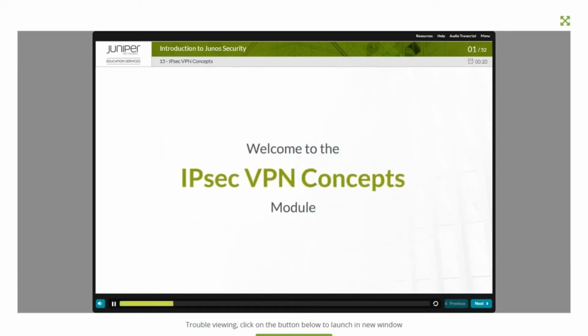Welcome to the IPsec VPN Concepts module. This module explains how to identify various types of VPNs. It describes IPsec VPNs and their functionality. It also describes IPsec VPN establishment and IPsec traffic processing.